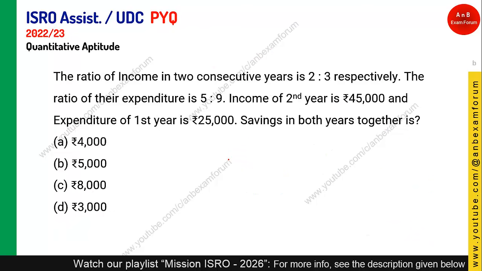Okay, the next: the ratio of income of 2 consecutive years is 2:3, and the ratio of expenditure is 5:9. Income of the second year is this, and expenditure of the first year is this. Saving in both the years altogether is what? So you can see it is from the chapter ratio and proportion. The ratio of income of 2 consecutive years is 2:3. So this is the income.